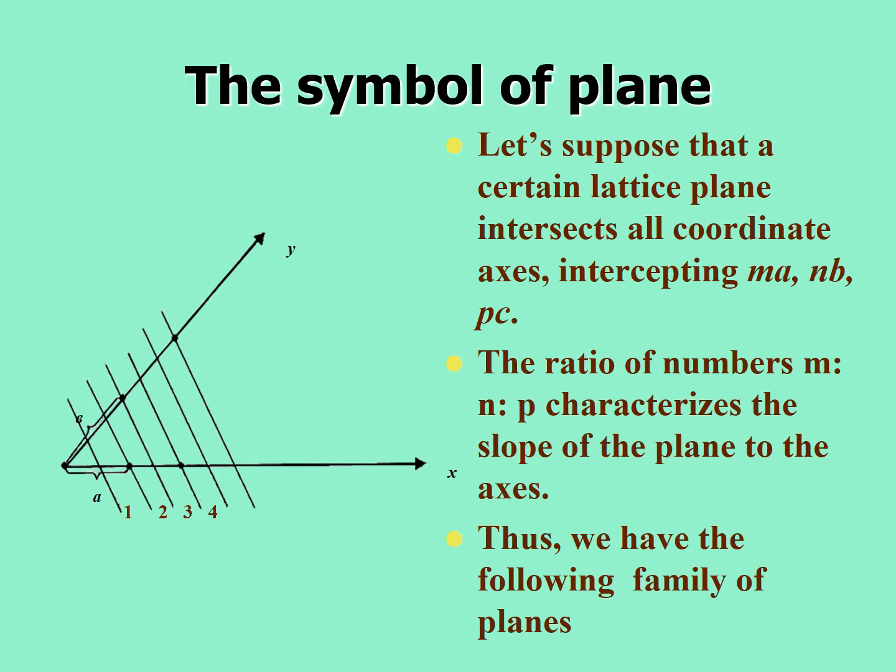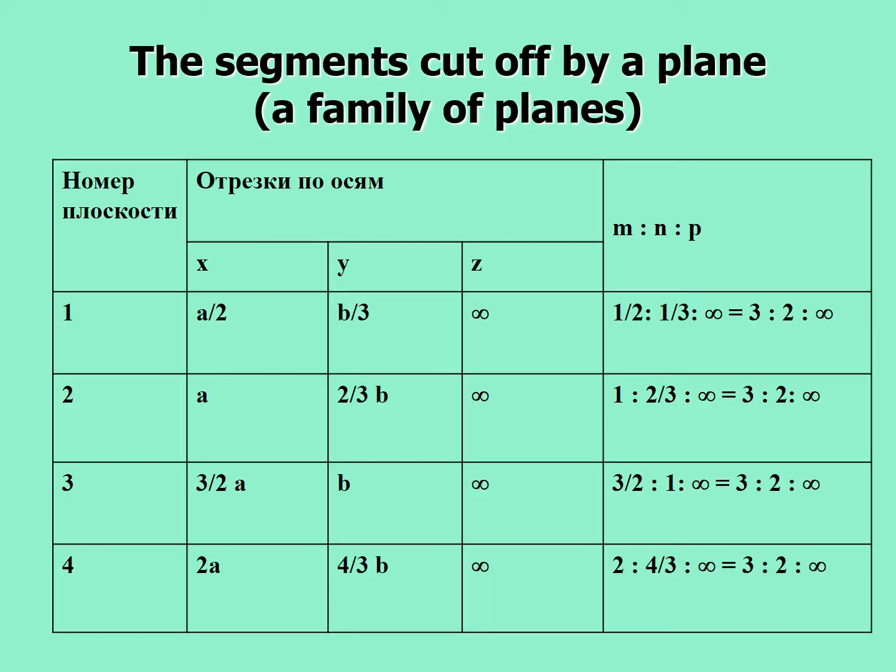Thus, we have the following family of planes. Here you can see the segments cut off by a plane, a family of planes. This table gives the indexing of planes. A series of relationships of numbers m, n and p for all parallel planes can be represented as a ratio of integers, relatively prime numbers P, Q, R, that are the basis parameters.